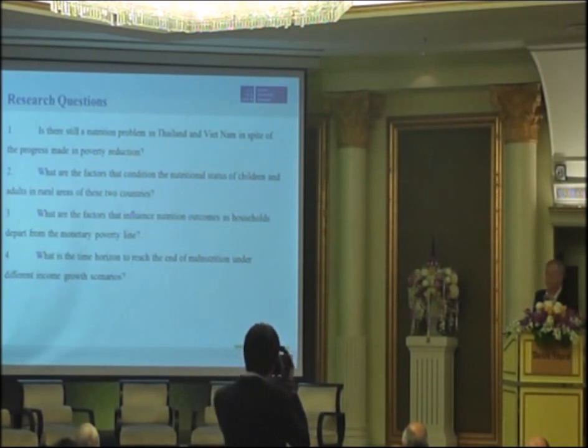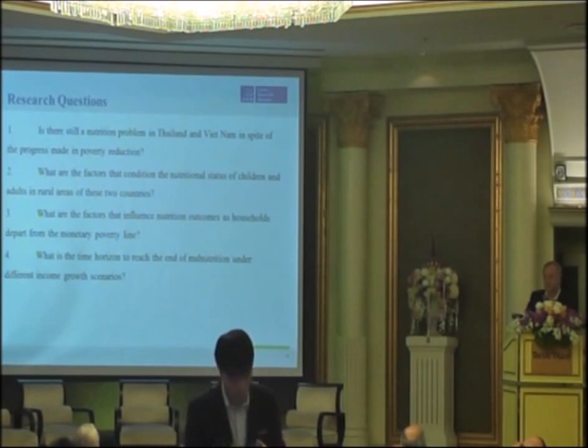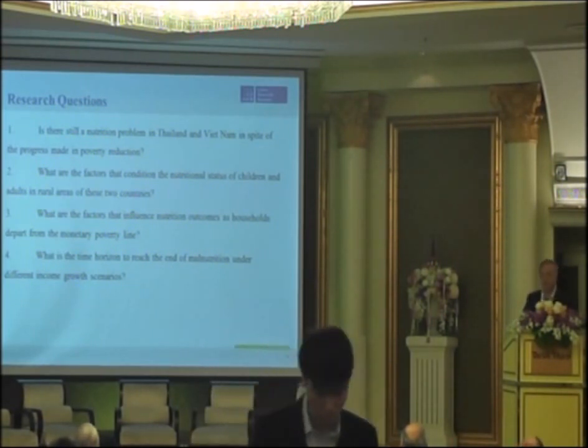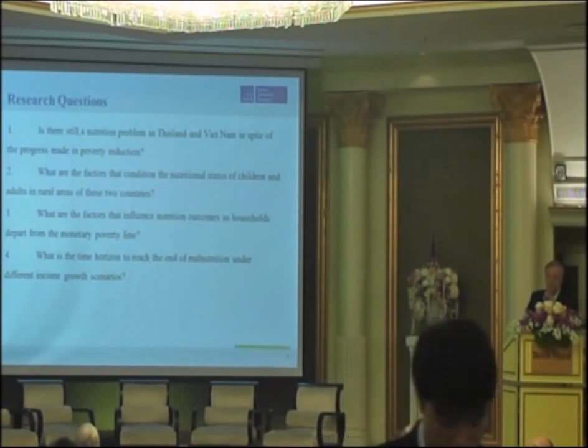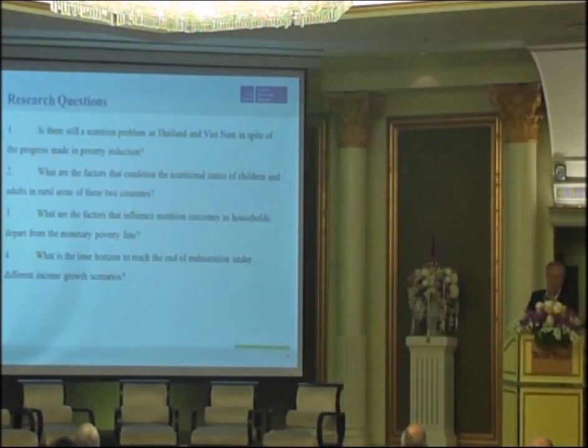As these households depart from the monetary poverty line, in other words, as they move up the income line, what happens to malnutrition? What happens to these nutrition outcomes? That is basically the question. And then lastly, and that's kind of a speculative thing, we ask what is the time horizon to reach the end of malnutrition given different income growth scenarios? So there is this paradigm, or I don't know what we can call it, that by 2030 poverty has basically disappeared from Asia, and that's what some of the ADB predictions would say, given things would go the way they have gone in the past. So what would happen to malnutrition under such a scenario?